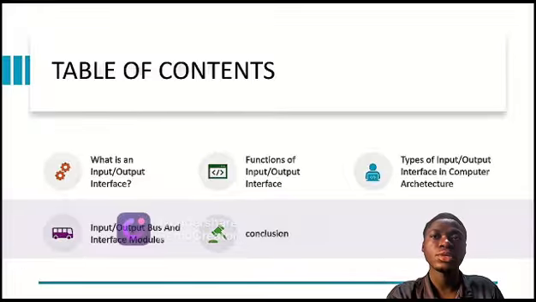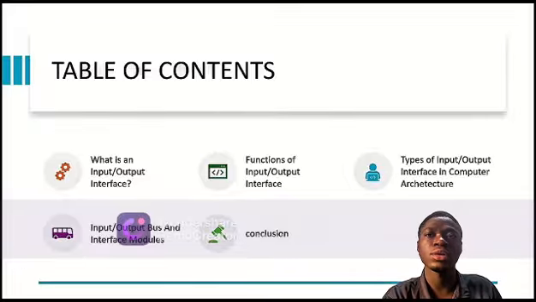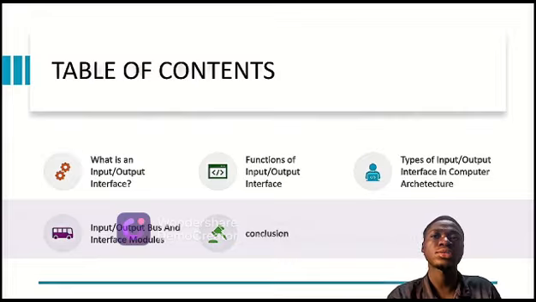First, we'll start with the basics. What is an input-output interface? Here we'll define it as the critical hardware system that connects a computer's CPU and memory to peripherals like mice, printers, or displays. Next, in functions of the I/O interface, we'll break down its core jobs like managing data flow, synchronizing speed differences between devices, and error checking.